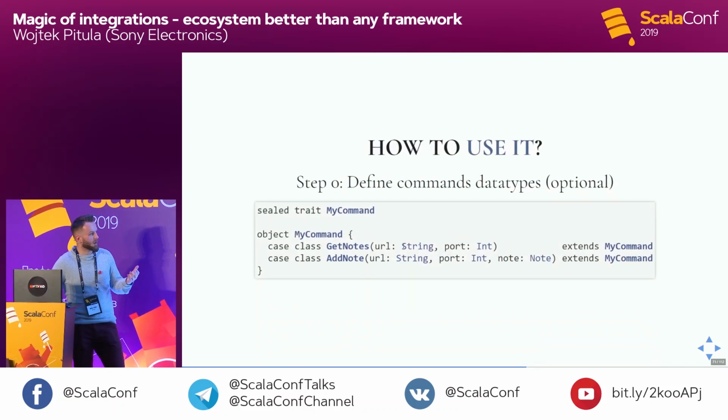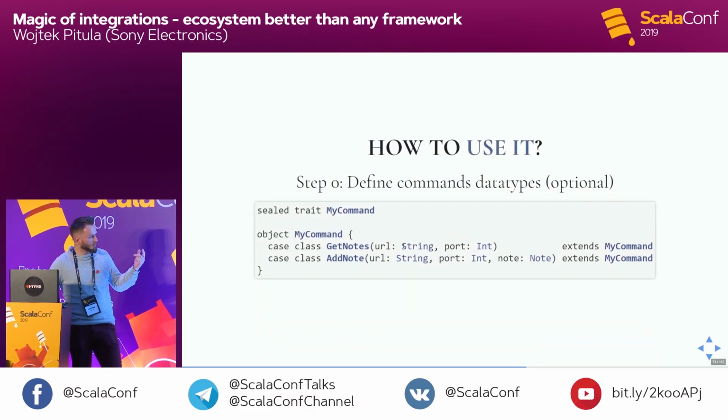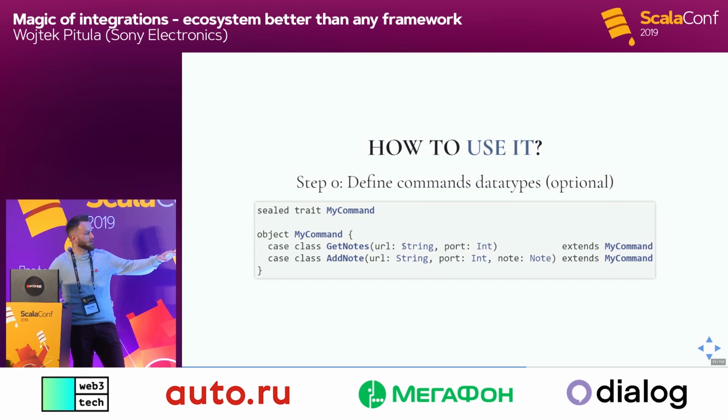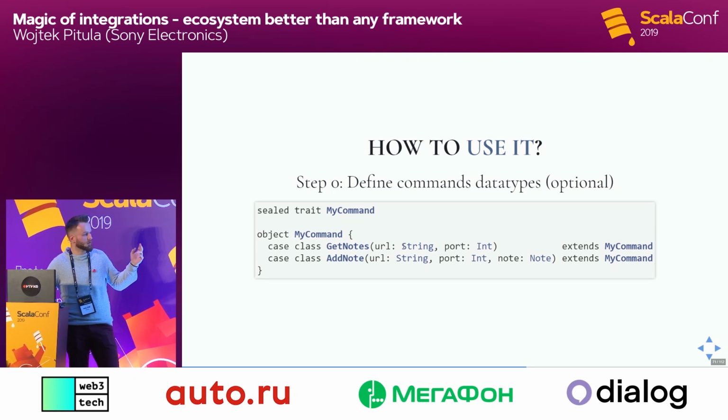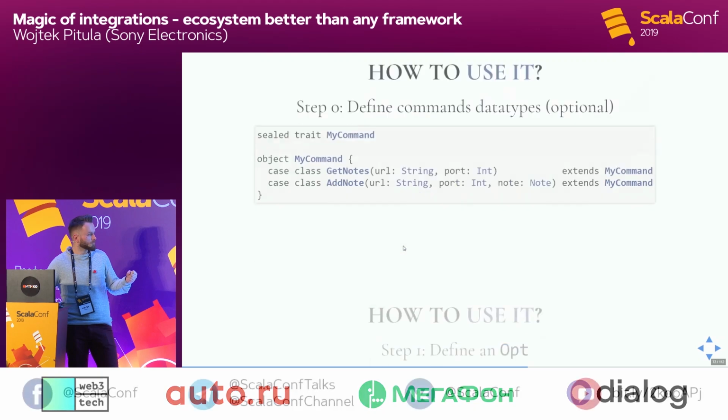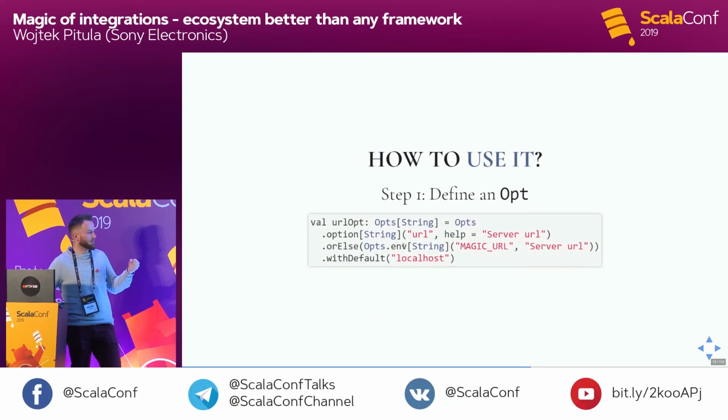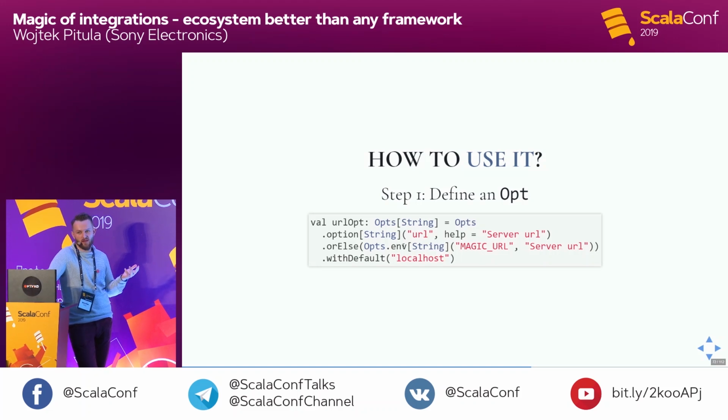How to use Decline for that? The optional first step is to define your commands. You don't have to do this, but it's useful. So you say that you have a get nodes operation, which must contain a URL and the port. And you have an add node, which contains the URL, port, and a node to be added. Simple. Then how to use that? We need to define a strategy to extract those values.